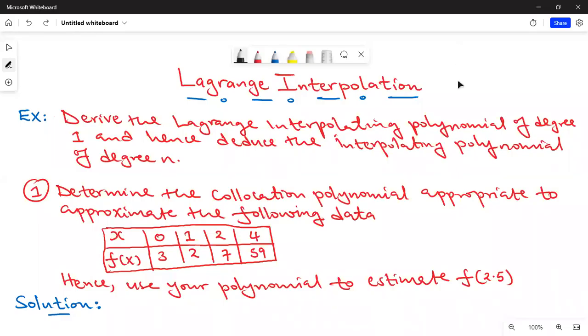Hello everyone, welcome back to this online class. Today we are going to look at Lagrange interpolation technique.